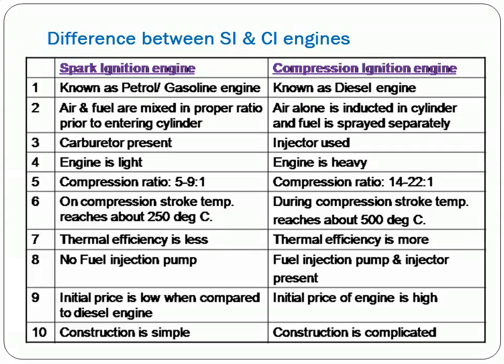In the spark ignition engine, the initial price is quite low when compared to a diesel engine or the CI engine, whereas in CI engine the initial price of engine is quite high as compared to the SI engine. The construction of SI engine is simpler compared to the construction design of compression ignition engine.